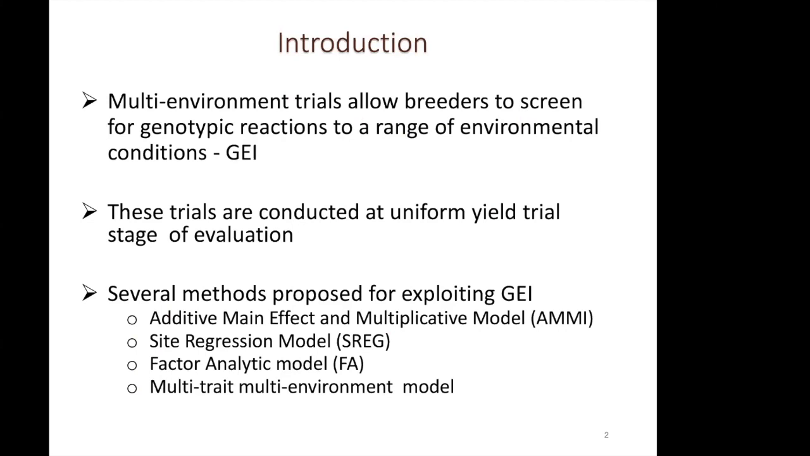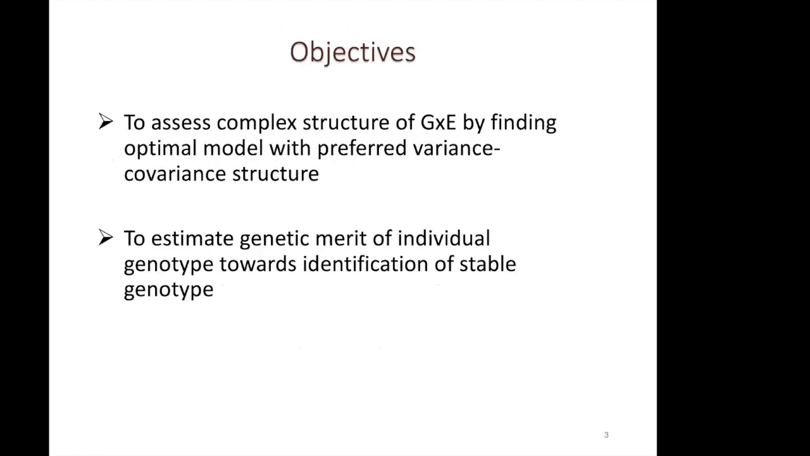This kind of trial is usually conducted as uniform yield trial at the late stage of evaluation prior to release of varieties. A number of statistical methods have been proposed for exploiting genotype by environment interactions. Among them are linear-bilinear models such as additive main effect and multiplicative interaction model, site regression model, factor analytic model, and multivariate multi-environment model.